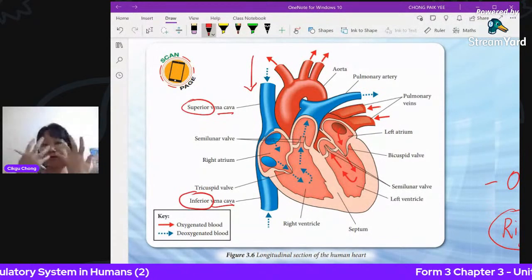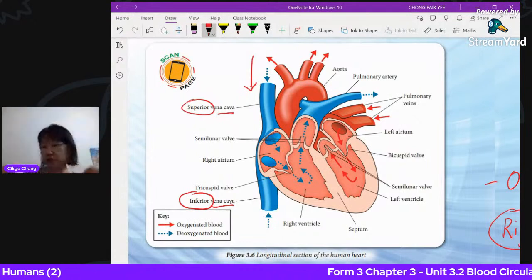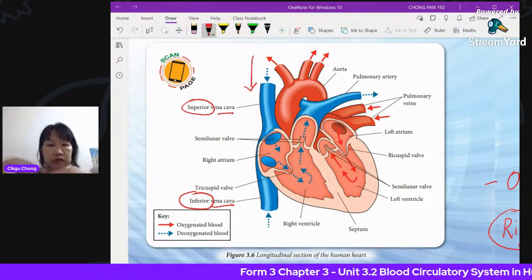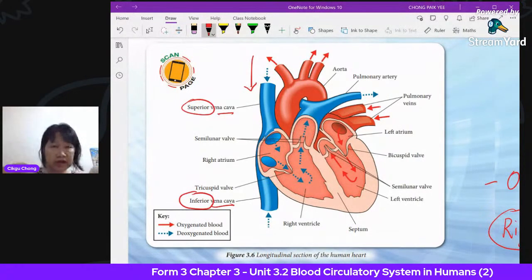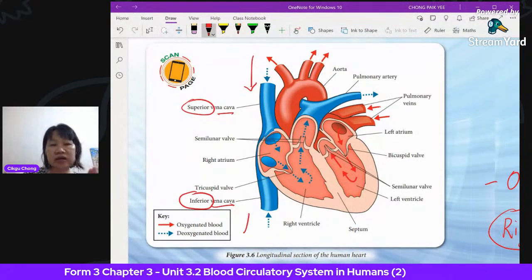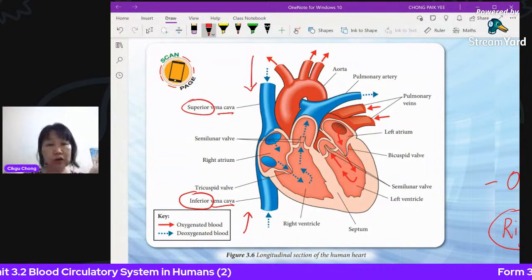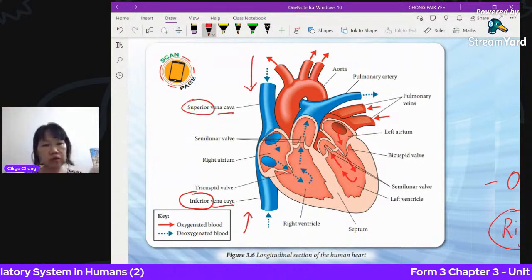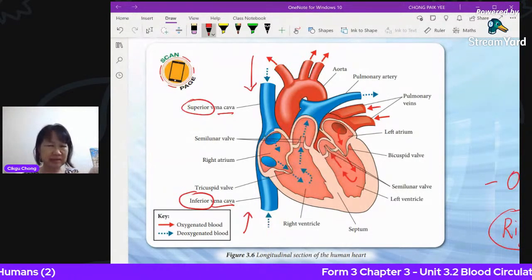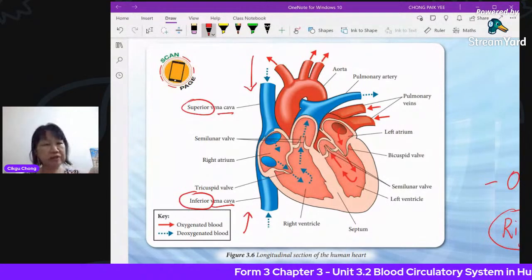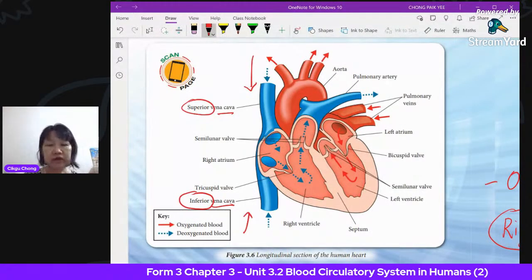So the blood goes down from the shoulder, goes down to the superior vena cava. And then for the inferior vena cava, it collects blood from the other parts of your body. That means from the lower half of your body, anywhere below the heart. That means your stomach, your intestines, your abdomen, your legs, and all that. So it comes up like that.